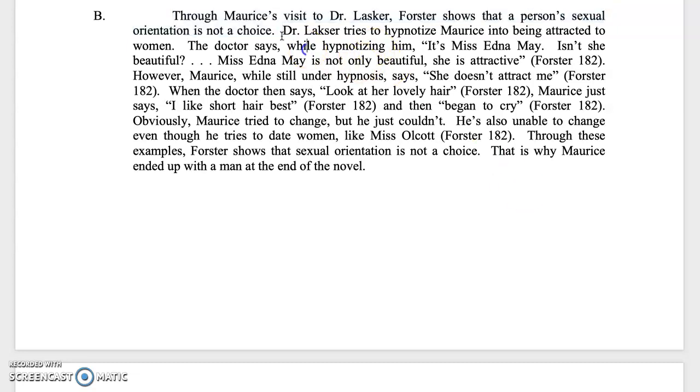The problem is, after that, we again have the situation of just presenting evidence, quote, quote, quote, with no explanation intermixed with it to explain how those quotes demonstrate that Forster believes that a person's sexual orientation is not a choice. It doesn't really do that. And again, it's only at the end here in the second part where we get the analysis. So the analysis is totally separated from the evidence, which is not good. You need to intermix that.